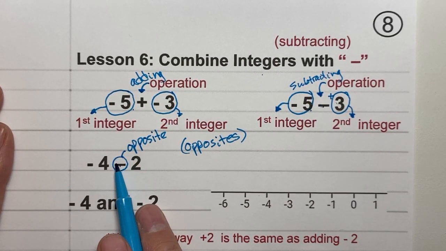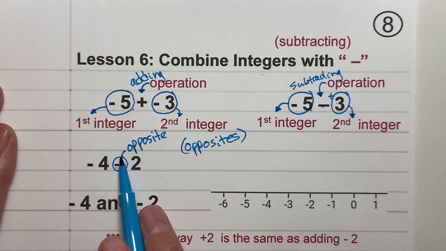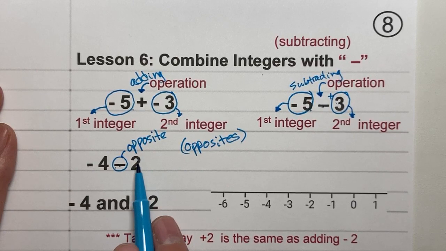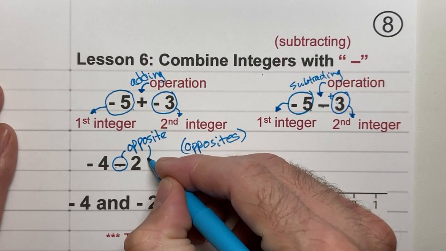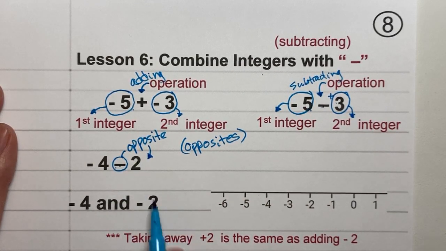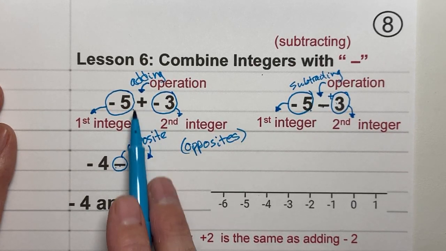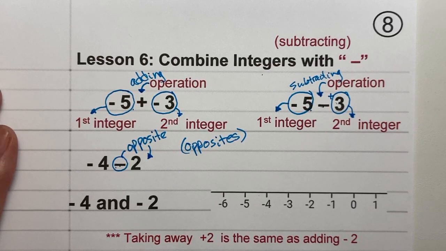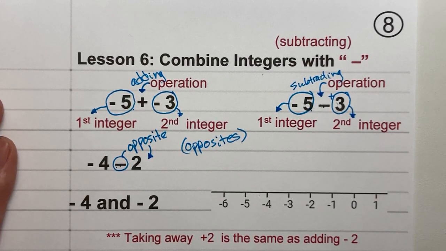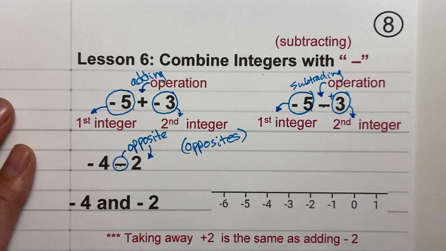If this is the opposite, if we're going to subtract a number, well, subtracting a number would actually be the same as adding the opposite. So we're going to change this into... subtracting 2 is actually going to be the same as -4 and 2 if we're making it into an addition problem. I know it may be a little confusing. We're going to go through a few examples, and it should make more sense.